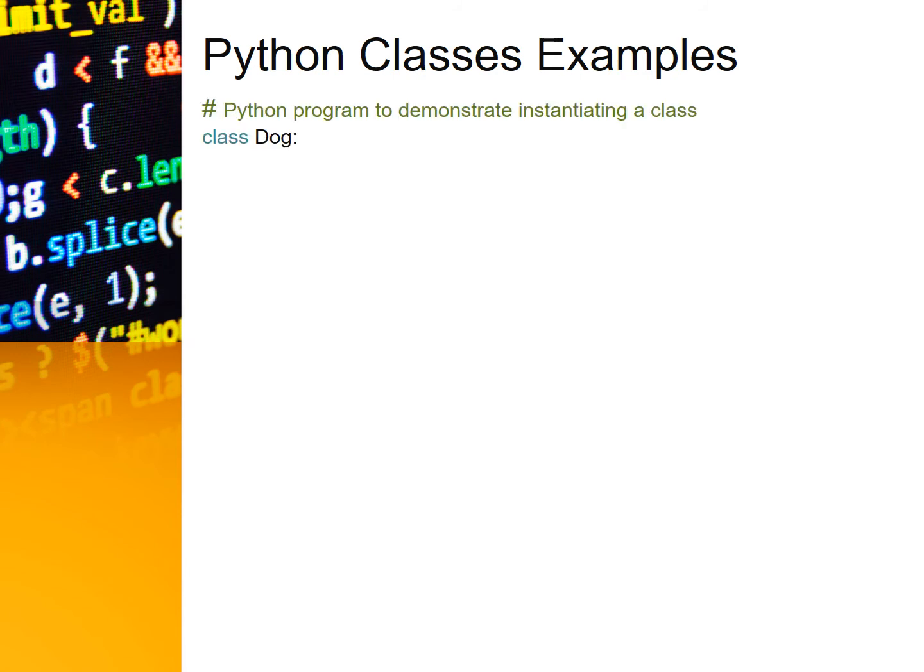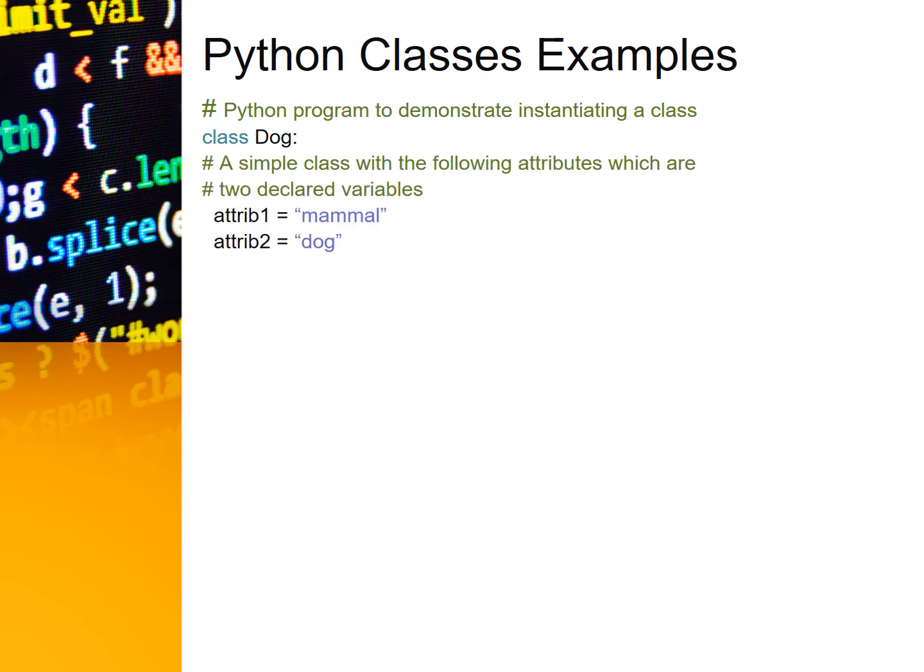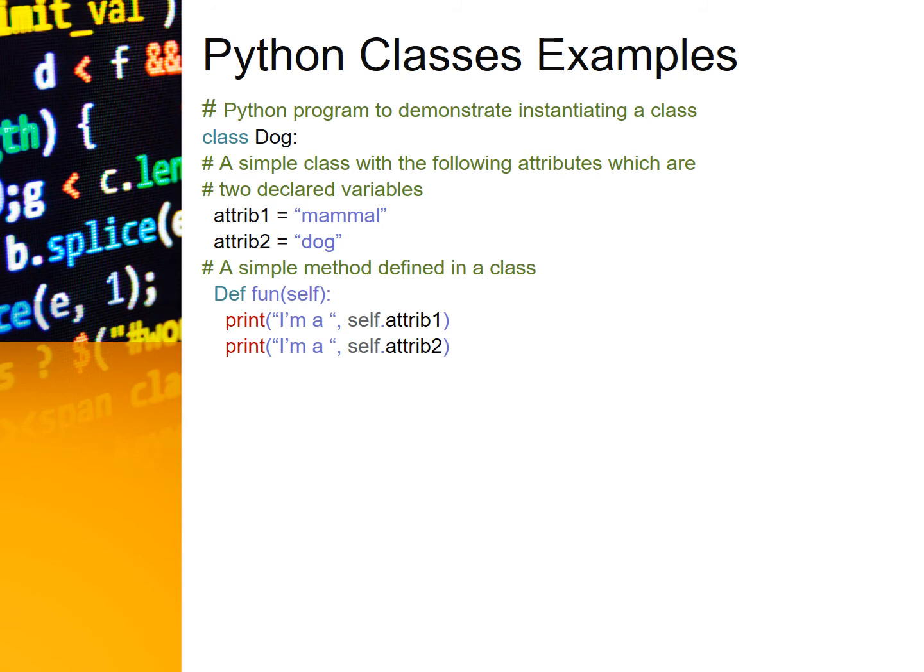Here's some examples. We're going to put a Python program and demonstrate instantiating a class. So the class is going to be called dog. Inside the dog class, there'll be two simple variables, which are attributes, called attrib1, which is mammal, and attrib2, which is dog. Then we're going to have a method, and the method is printing each of these. So it's print I'm a self.attrib1 and I'm a self.attrib2. Self just means it's in the current class that you're dealing with.